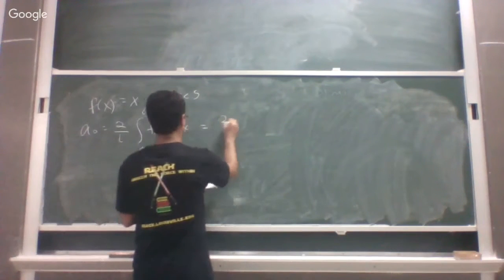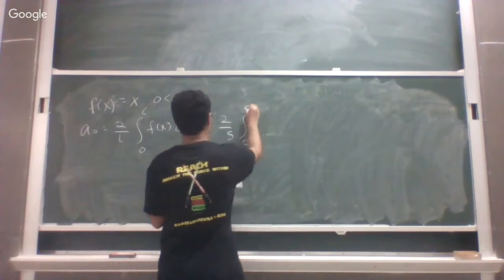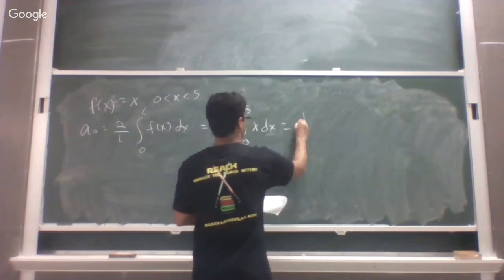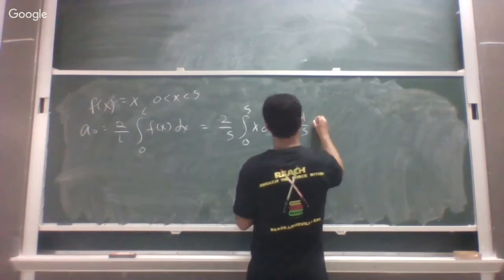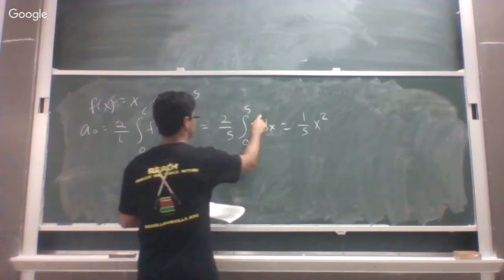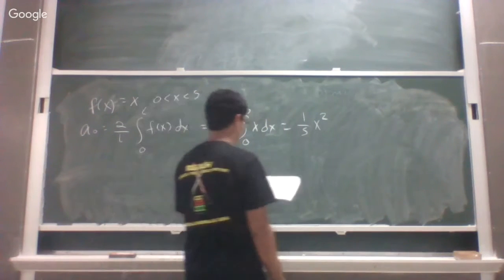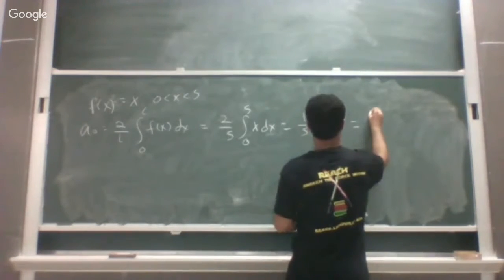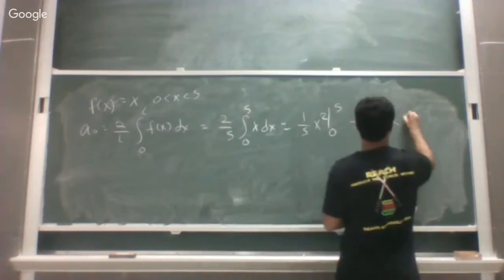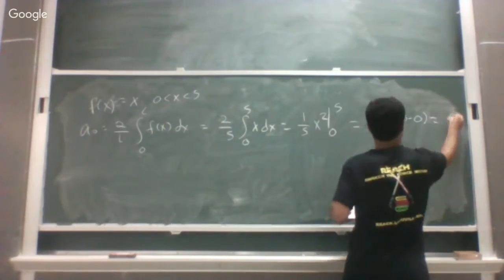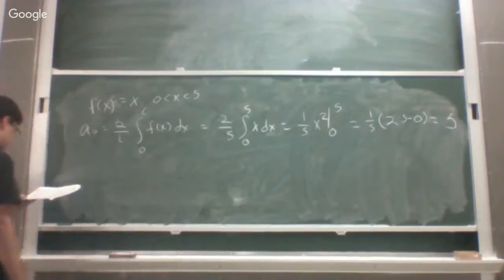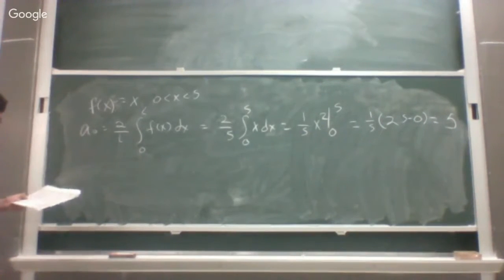So this is equal to 2 over 5, going from 0 to 5, x dx. That's equal to 1/5 times x squared, because it would be x over 2, the 2's would cancel. Going from 0 to 5, that's equal to 1/5 times 25 minus 0. So that's equal to 5. Okay.